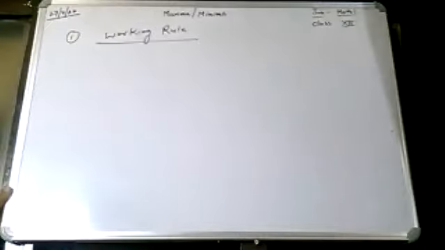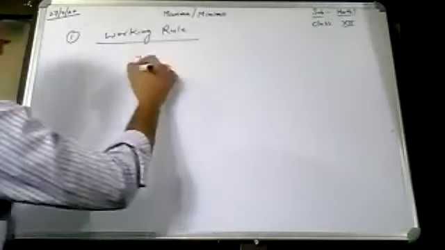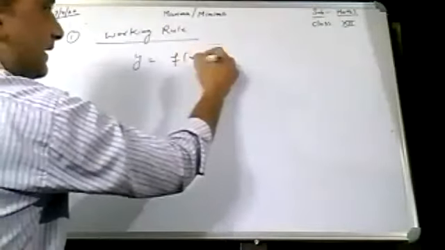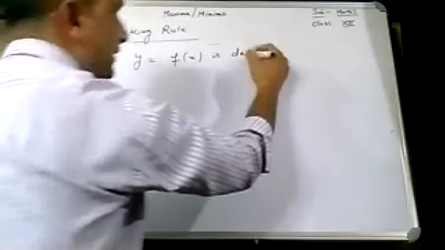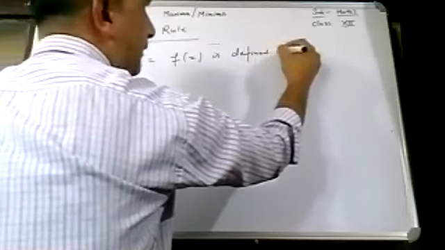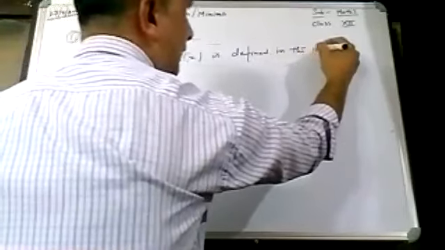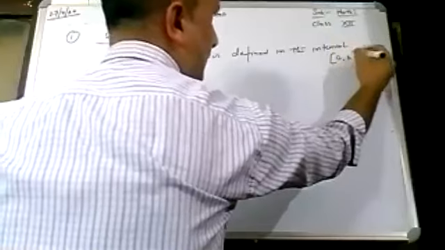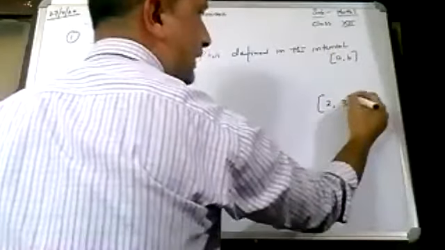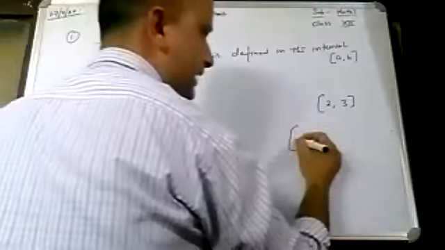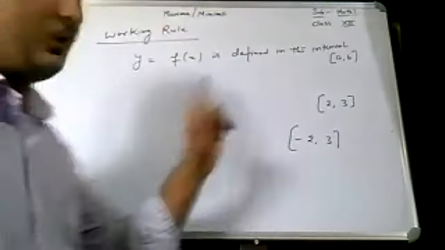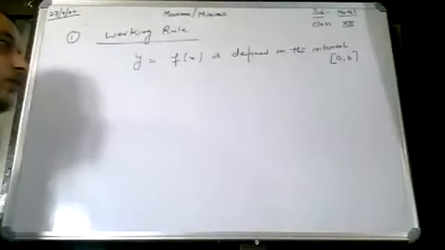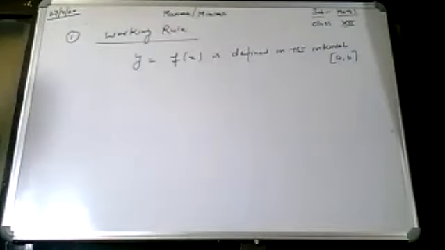Clear? So y is equal to f of x is defined in the interval, suppose a and b. You can take 2 and 3 in the question, it might be 2 and 3, it might be minus 2 and 3, like that. But it will always be a closed interval, because these points are included. So y is equal to f of x is defined in the interval a, b.